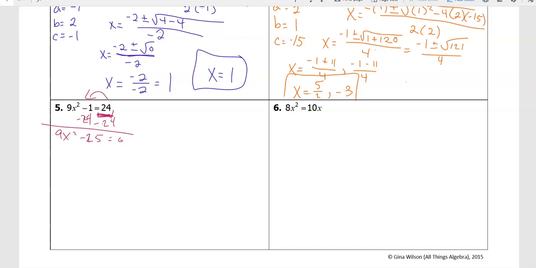Now, I'm going to be perfectly honest with you. This is a difference of two squares. This is much easier to do by factoring. If you want me to review factoring with you, let me know, and I'll send out a video. But for now, we're going to continue using our quadratic formula.